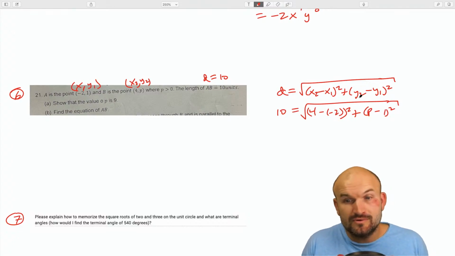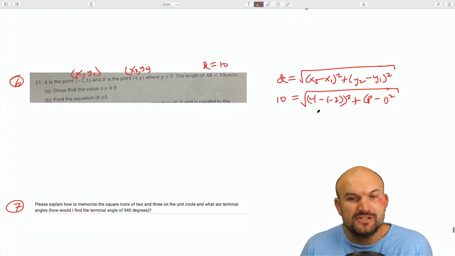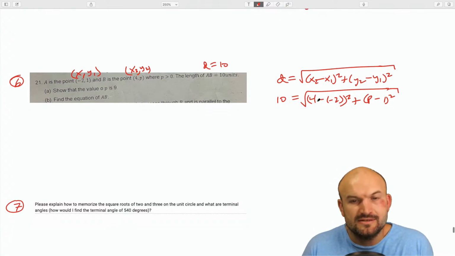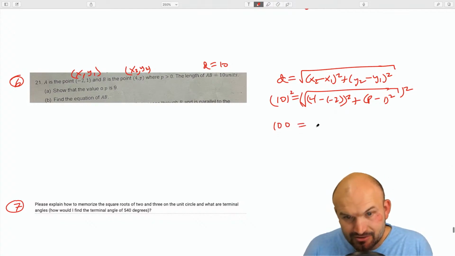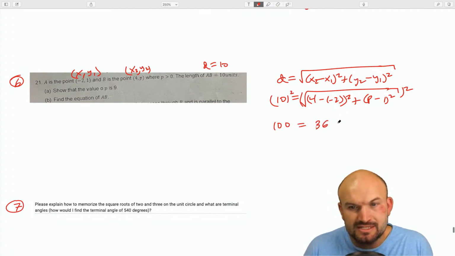Now again, to solve this, you're just going to use your inverse operations here, right? So you're going to square both sides. So therefore, when you square both sides here, you get 100. And then 4 minus a negative 2, that's going to be a 6 squared, so that's going to be a 36, plus a p minus 1, quantity squared.